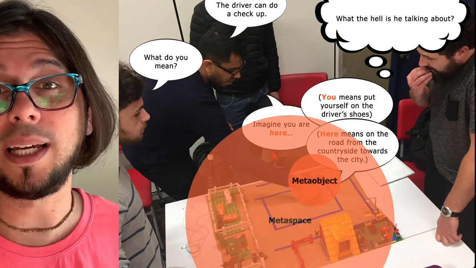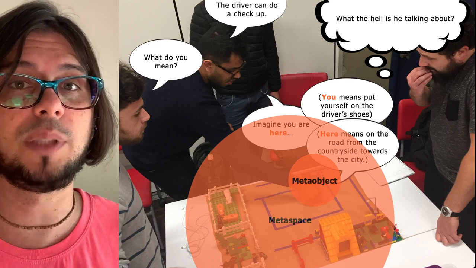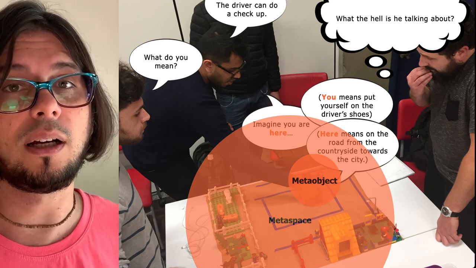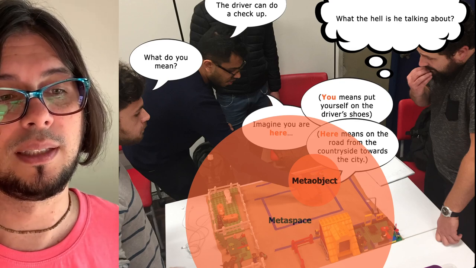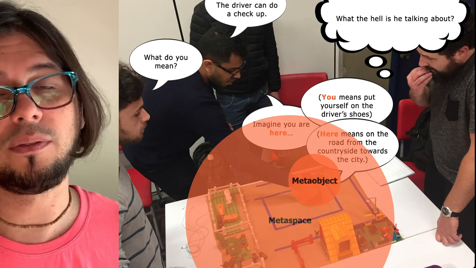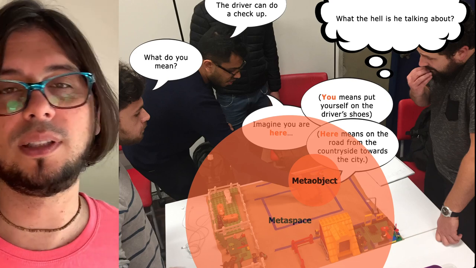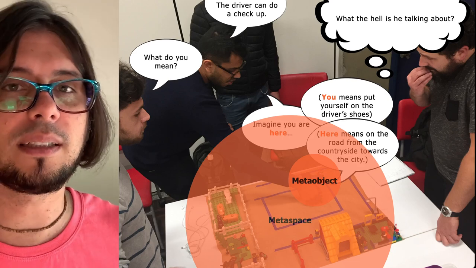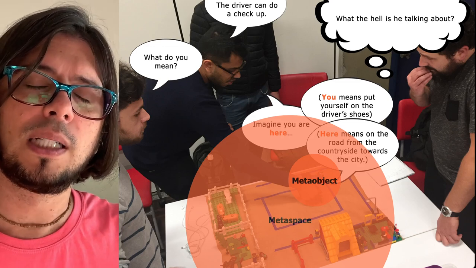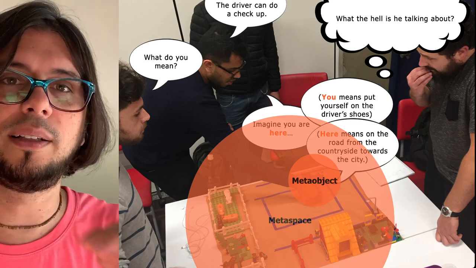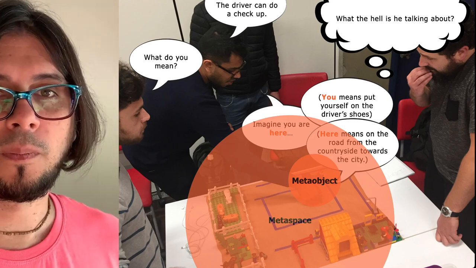And LEGO Serious Play, again, is very useful for service design for that reason, because relationships cannot physically be represented, but they can metaphorically be well represented. And metaspace is another way of representing those relationships. And metaspace creates a context for this meta object. In that case, the metaspace were the different points of interest in the road between countryside and this urban environment where the restaurant was located.